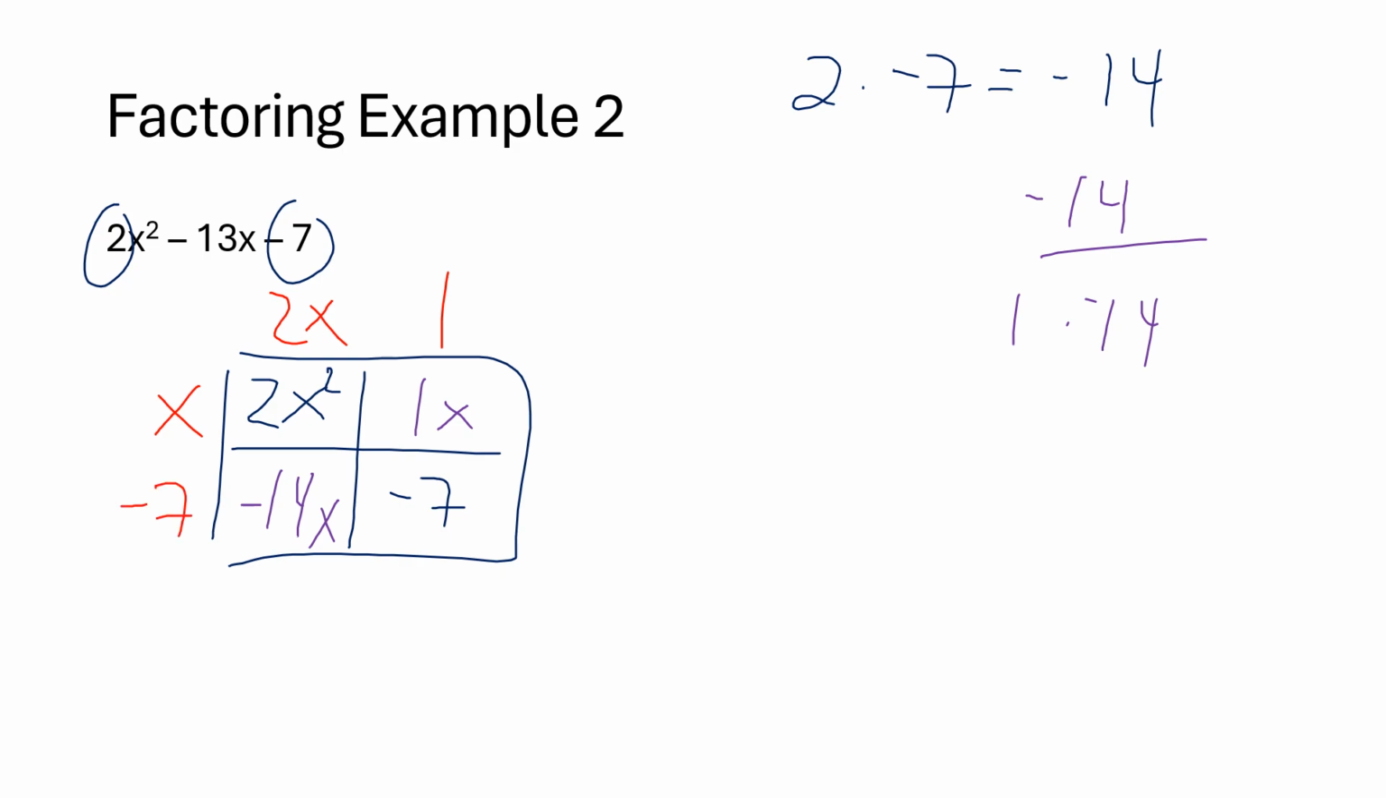And you could use the last one as a check. Does -7 times positive 2x equal -14x? Why, yes, it does. And so you can just do that quick check. All of the boxes should work. And so our answer is x minus 7 times 2x plus 1. Ta-da!